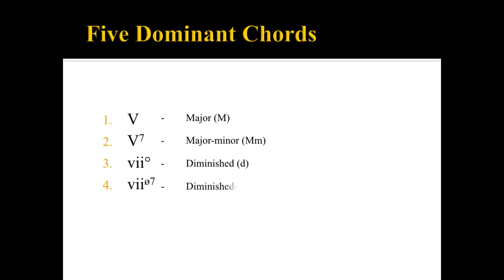There are 5 dominant chords. The first one is a V, of course. It's a major triad. The second, the V7, is a major minor 7th. The third, a triad on the 7th scale degree, is a diminished triad. A vii half diminished 7th, which is a diminished minor 7th. And a vii fully diminished 7th, which is a diminished 7th.